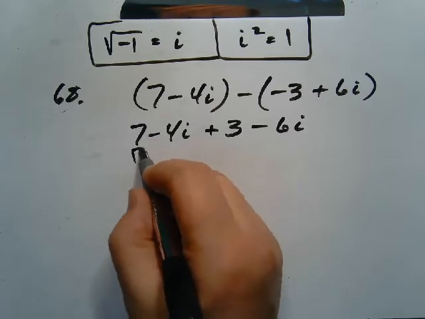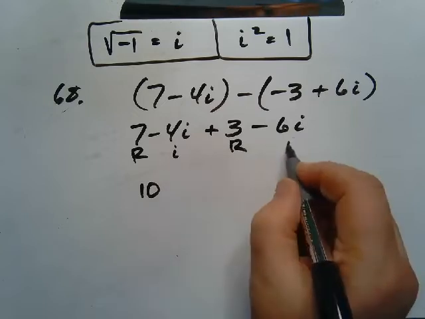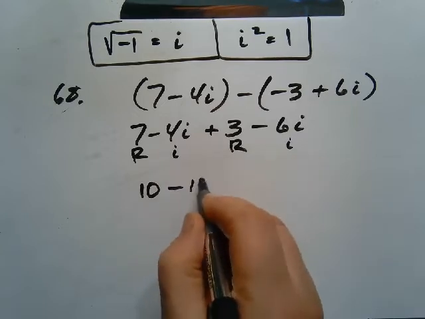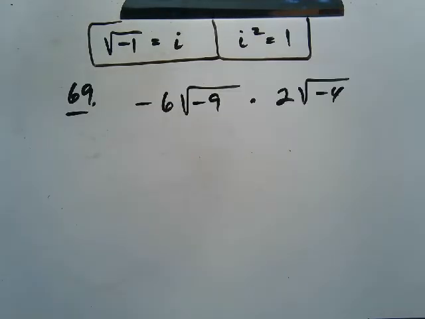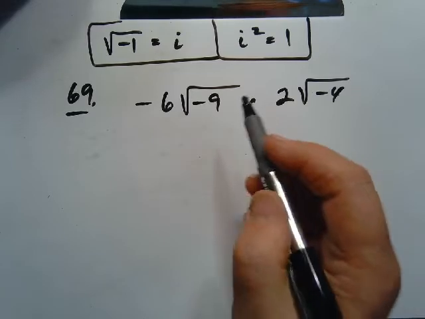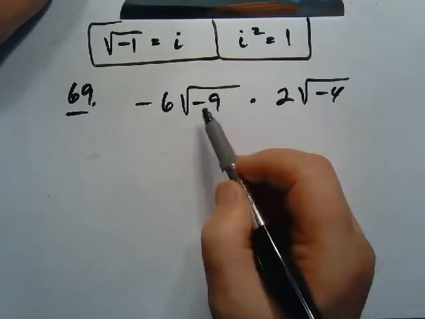Now, the real parts get added together. These are real, that's 10. These are imaginary. We add those together and we get negative 10i. Negative 10i. Okay, next problem. All right, let's do this one. Just a reminder that you cannot multiply two negative radicals together. You'll get rid of an i value, which is important here.